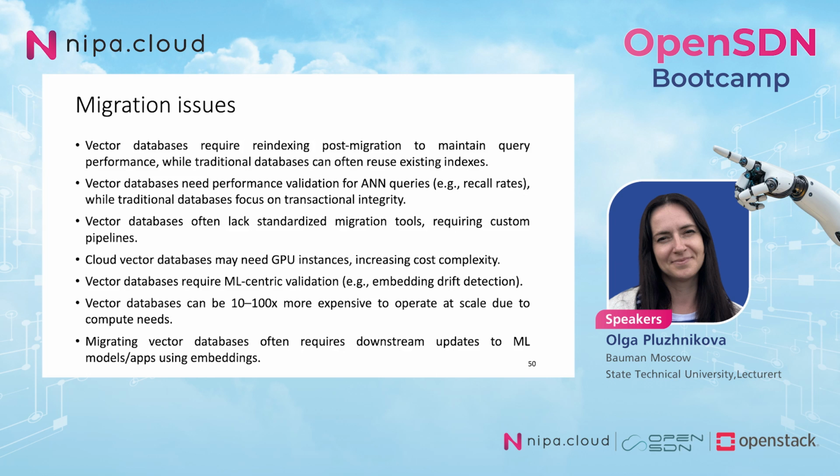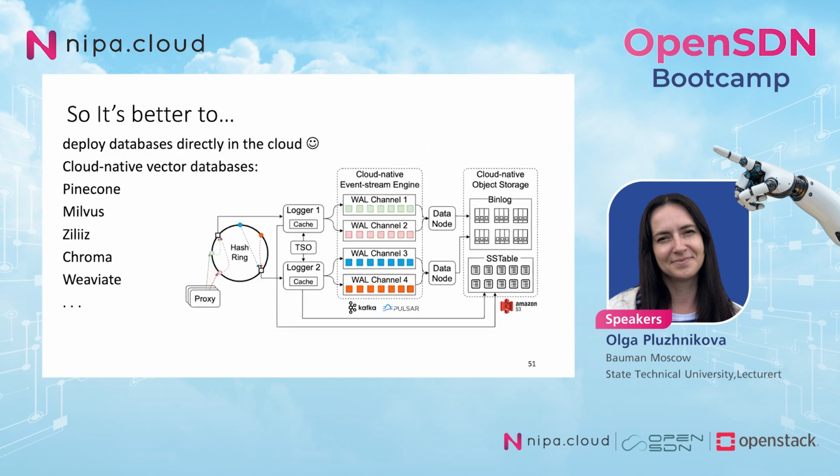Cloud vector databases may need GPU instances, increasing cost complexity. Vector databases require machine learning-centric validation and can be more expensive to operate at scale due to compute needs. Migrating vector databases often requires downstream updates to machine learning models using embeddings. So it's better to deploy vector databases directly in the cloud.